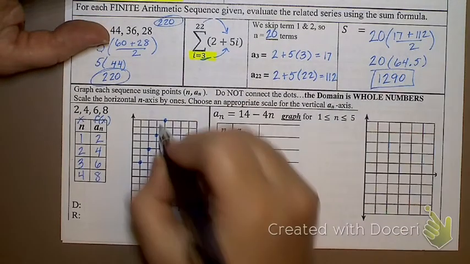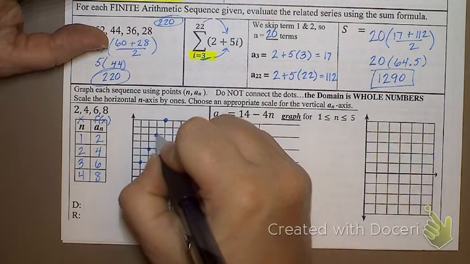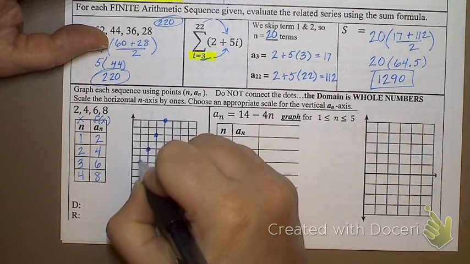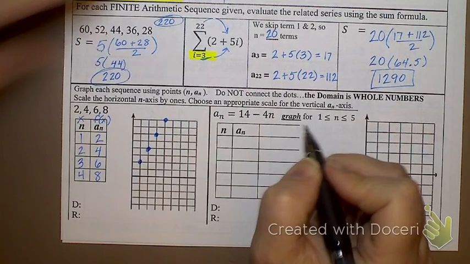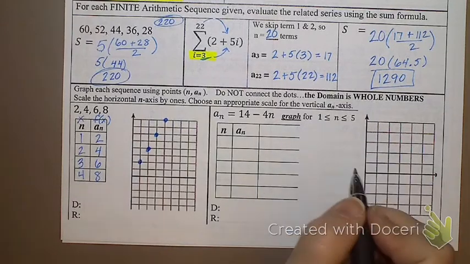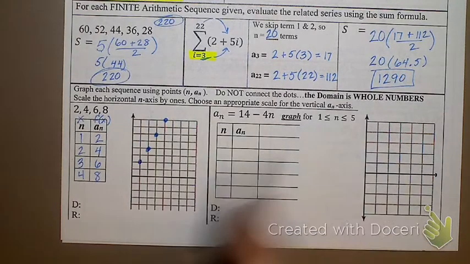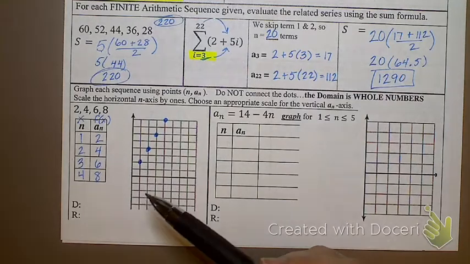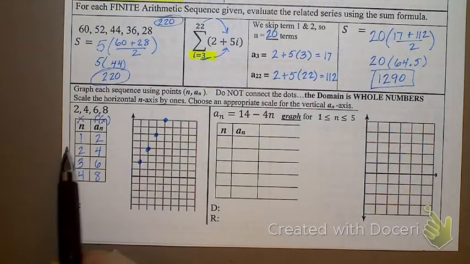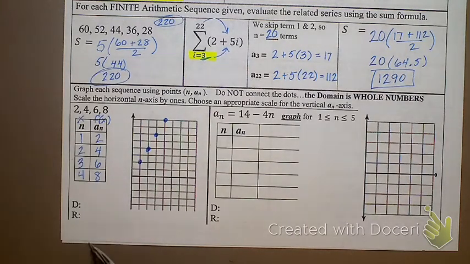Do I connect the dots? Now on your project that we did the other day, I wasn't too particular about the dot connecting, but now I'm going to be particular. Can we have a connected line through there? No, because you can't have a 1.5th term.